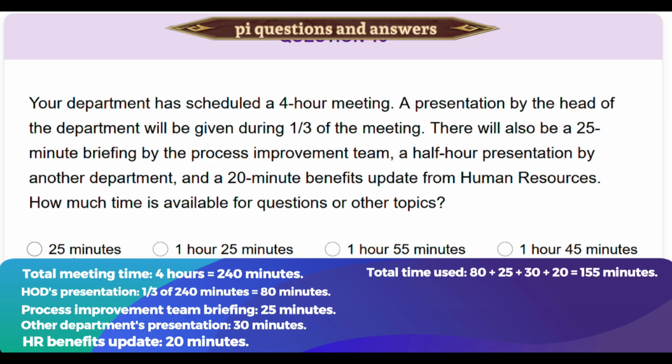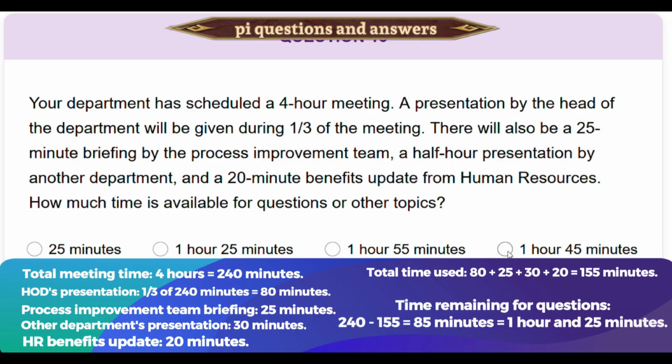Total time used: 80 plus 25 plus 30 plus 20 is equal to 155 minutes. Time remaining for questions: 240 minus 155 is equal to 85 minutes. 85 minutes equals 1 hour and 25 minutes. Answer: 1 hour 25 minutes.